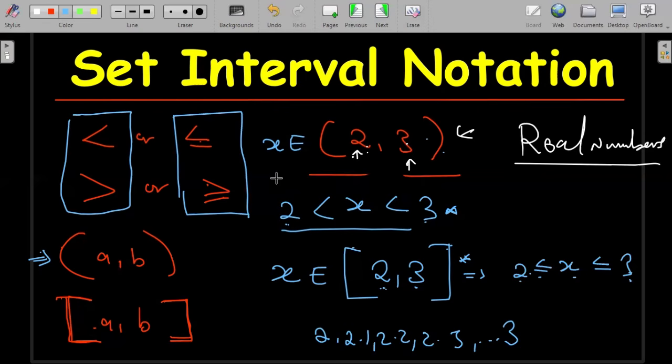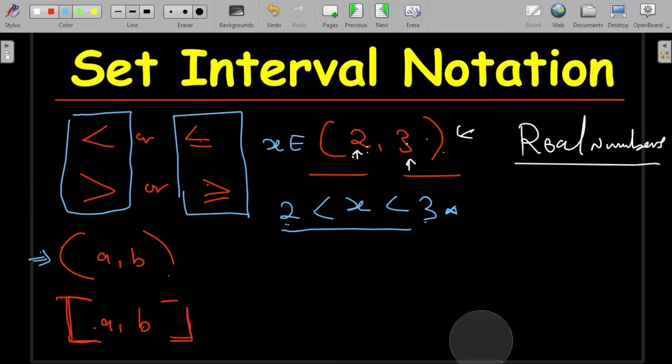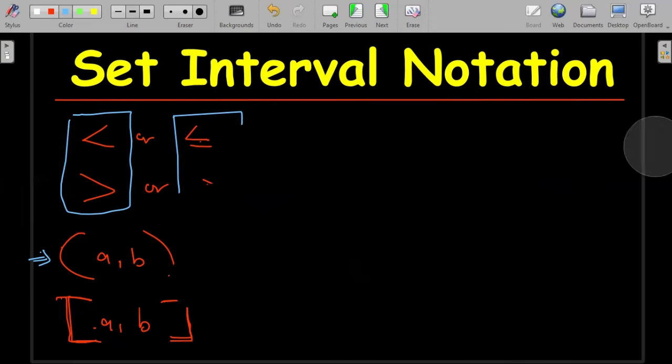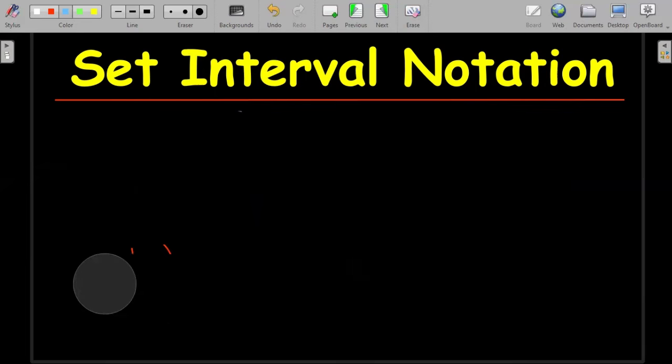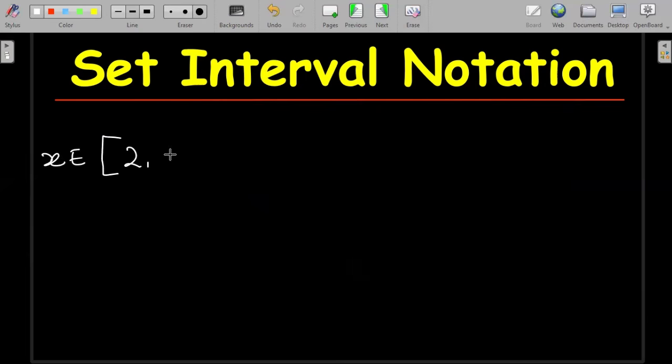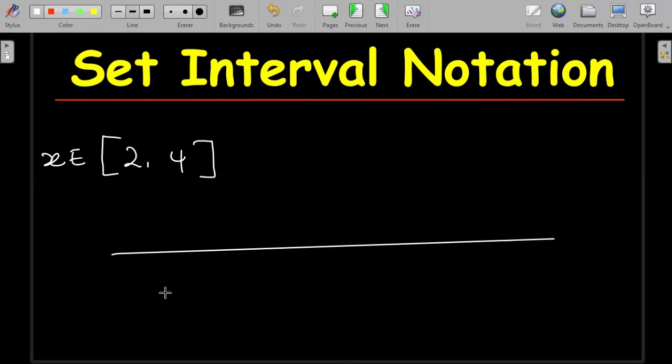It's very simple, because I've said what the closed brackets mean and what the curved brackets mean. So if I have, for example, let's say x is a member of 2 to 4, and they tell you to put it on a number line, you just draw a number line, and then you write your 2 there and your 4 somewhere there. And then you consider the type of brackets that you have.